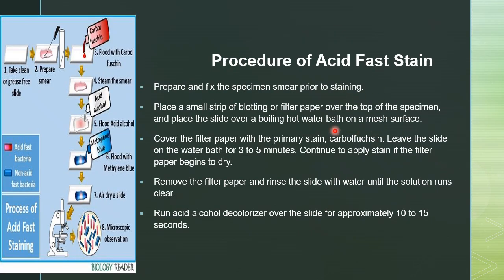Okay, let's move on to the procedure over here. First prepare and fix the specimen smear prior to staining. You will take a clean glass slide. You will prepare a smear of sputum or whatever sample you have, and then you will air dry that and heat fix that. After that, place a small strip of blotting or filter paper over the top of the specimen and place the slide over the boiling hot water bath on a mesh surface. Cover the filter paper with the primary stain carbamazepine. Leave the slide on the water bath for 3 to 5 minutes.